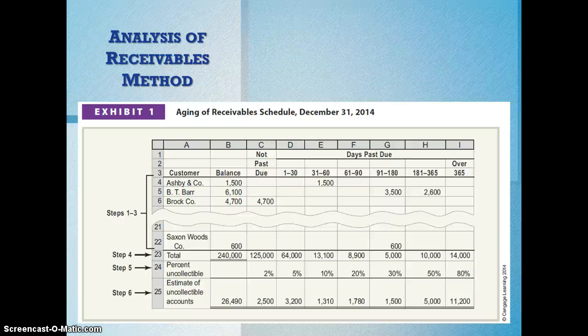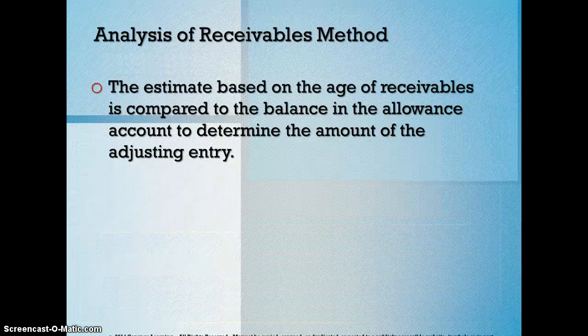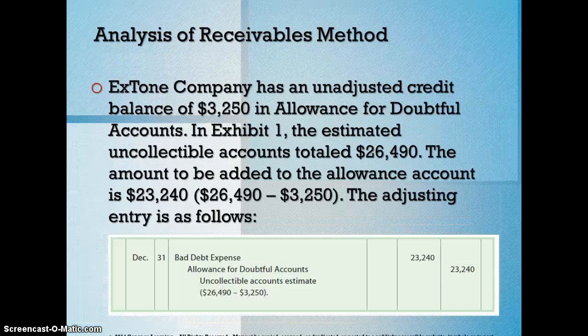So another key, under the analysis of receivables method, we are concerned with what the current balance in the allowance account is. When we do this aging of receivables, it is telling us what we want the balance to be. So we first have to look at what the balance currently is. We currently have a credit balance of $3,250, and we want it to have a balance of $26,490. So we have to subtract the two and do our adjusting entry.